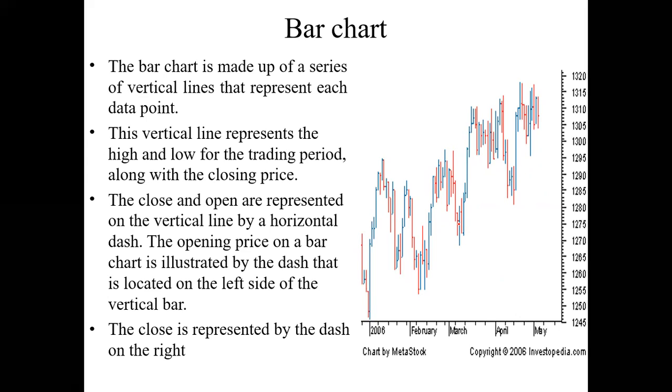Okay, so we can see it here. This is the horizontal dash, and this also we can notice. These are all the dashes which say the close and open are represented. The opening price on a bar chart is illustrated by the dash that is located on the left side of the vertical bar, and the close is represented by the dash on the right side. So if you see, the opening and the closing can be easily identified in the charts. One is the left, another one is the right.